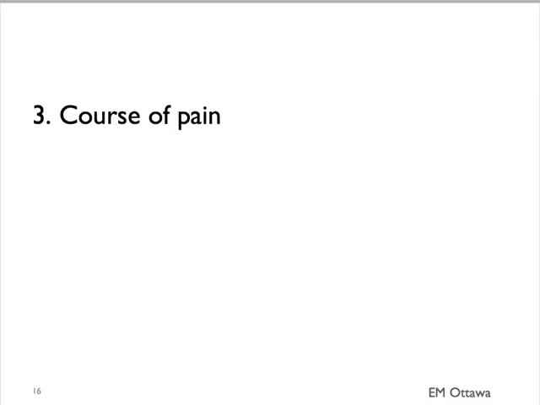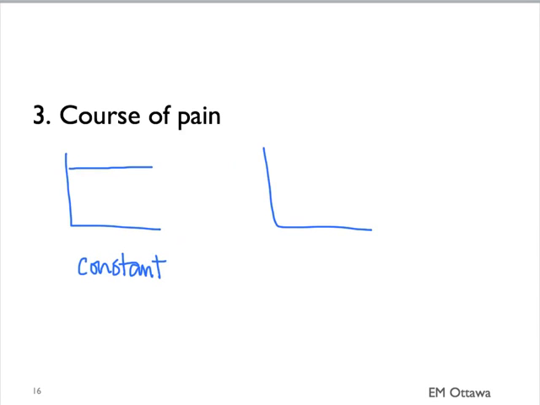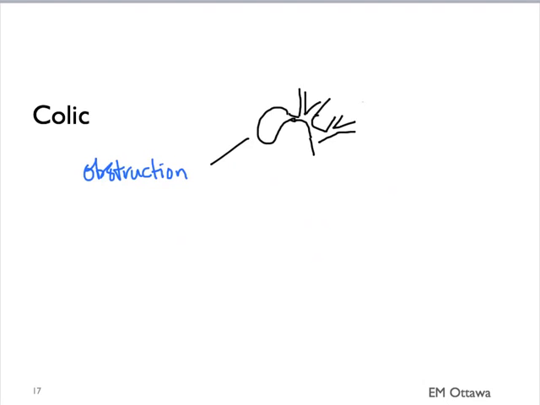The next helpful clue in the history is the course of pain. We're interested to know whether the pain is constant over time or colicky in nature. Colicky pain tend to be associated with obstruction. Similar to what we've discussed, it can be obstruction in the biliary tree, the GI tract, or the urinary tract.